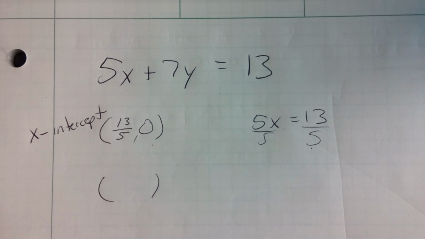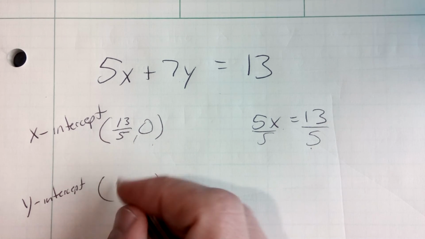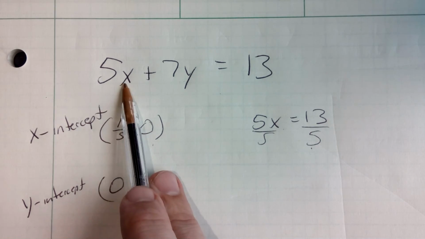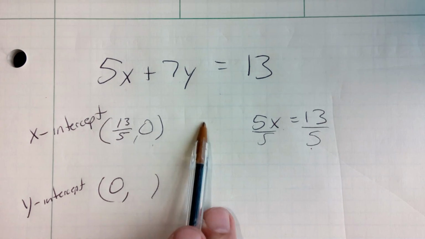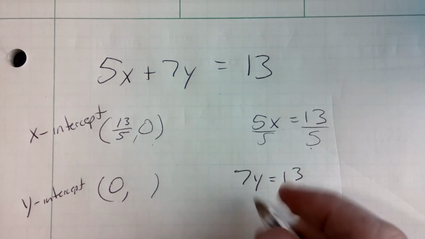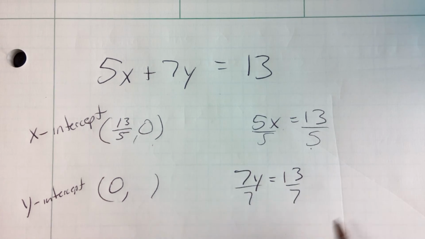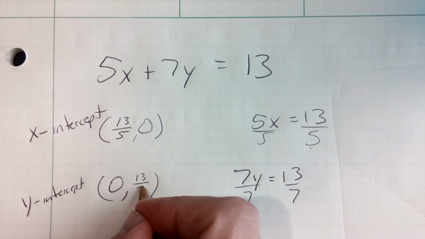If I want my y-intercept, I make my x 0. Again, plug a 0 here, 5 times 0 is 0, that term goes away. We're just left with 7y equals 13. Divide both sides by 7, and we find out my y-intercept is 13 sevenths.